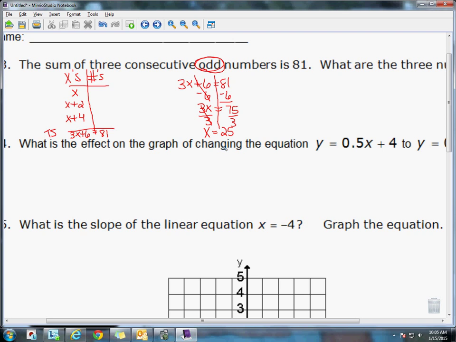We'll end up getting x is equal to 25. Now that's not your answer because it's asking for the three consecutive odd numbers. So x is 25. Then we add 2 to get 27. Then we add 4 to 25 to get 29. So my three consecutive odd numbers would be 25, 27, and 29.